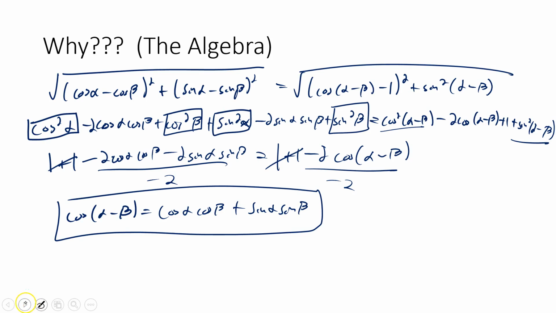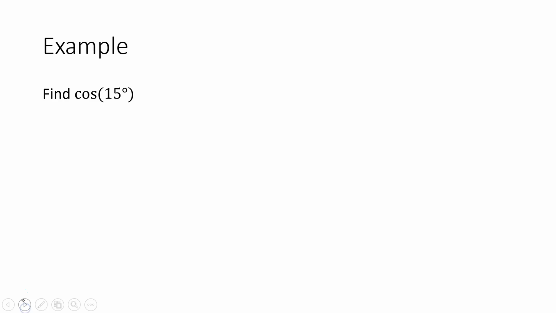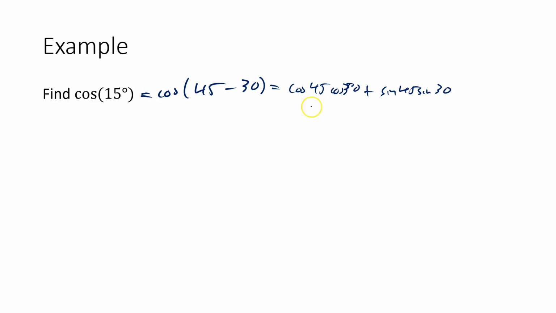So, how is this useful? Well, if I want to find the cosine of the difference of two angles, what I want to do is pick angles that I know. So if I want cosine of 15, I'm going to write that as cosine of 45 minus 30. So now using my formula, that is cosine 45 cosine 30 plus sine 45 sine 30. So cosine 45 is root 2 over 2.